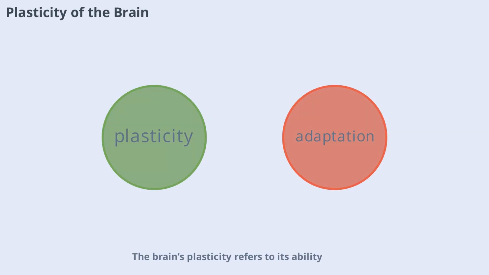The brain's plasticity refers to its ability to change and adapt in response to experience. This flexibility allows us to learn new skills, recover from injury, and adjust to new environments. Plasticity is greatest in childhood but continues throughout life, supporting ongoing cognitive development and learning.